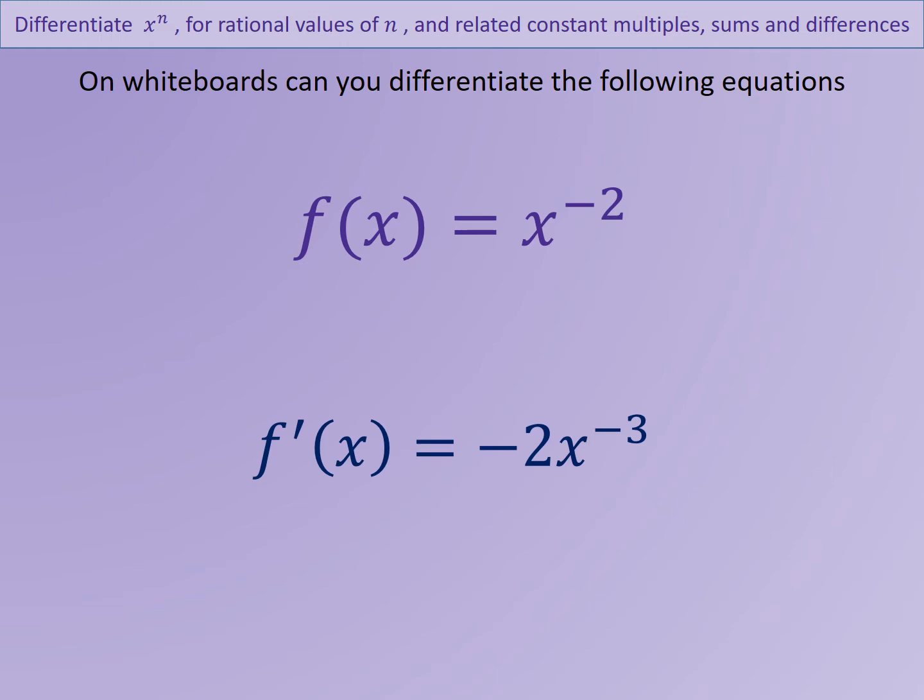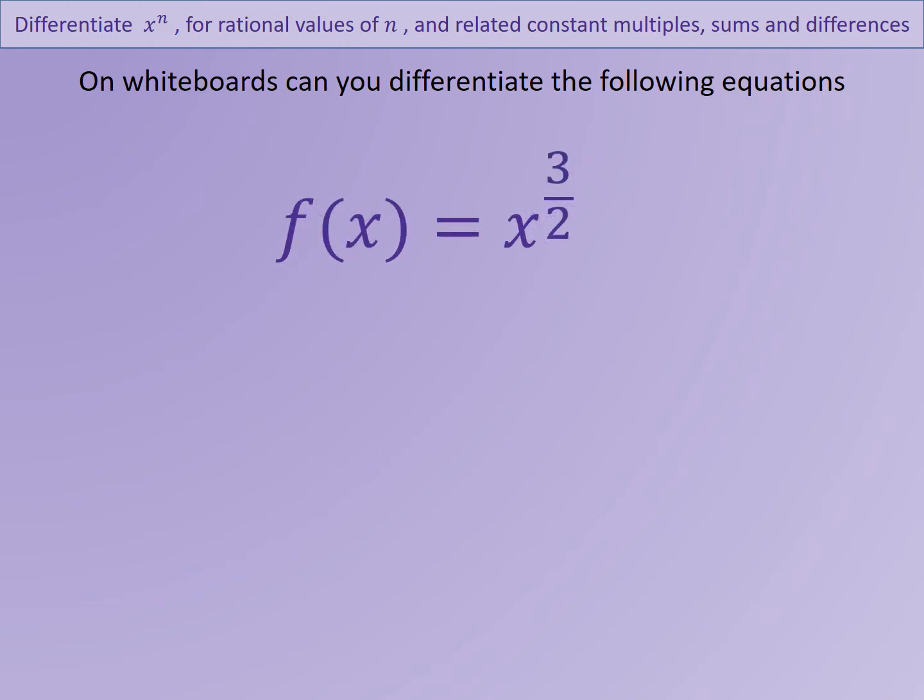We would get f dashed x equals, and then the power gets brought to the front. We reduce the power by 1: minus 2x to the minus 3. Just be a little bit careful here. We do see a lot of students writing the power as minus 1 rather than minus 3. So be careful. And then finally, our last function involves a fractional power.